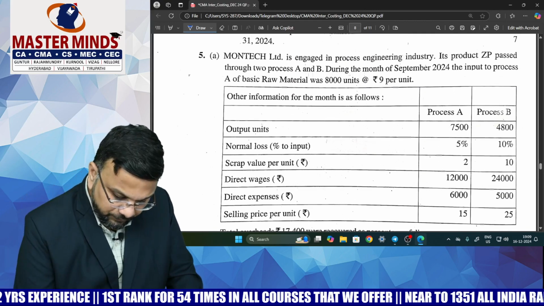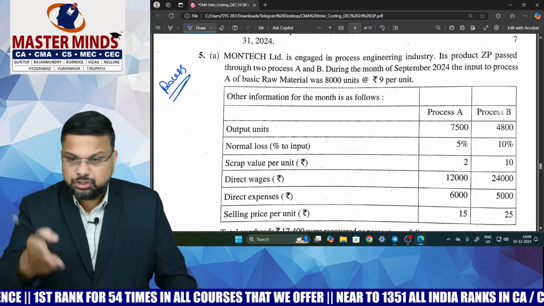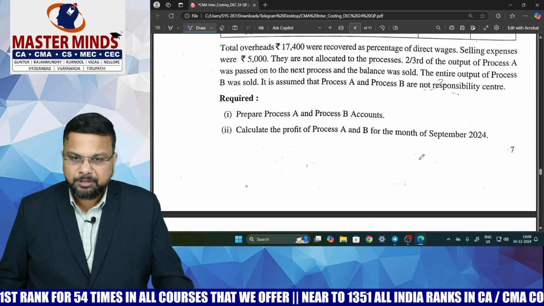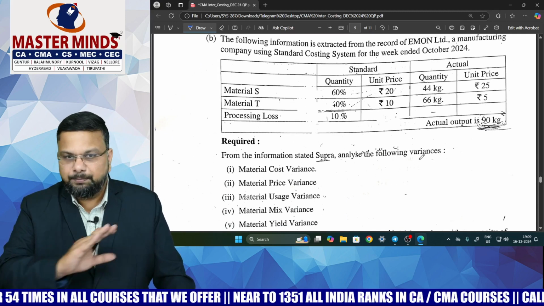Process costing. If you are thorough with the first 3 questions, you can easily answer it. Okay, there is no complication at all in this particular problem. Right, standard costing, again very basic.